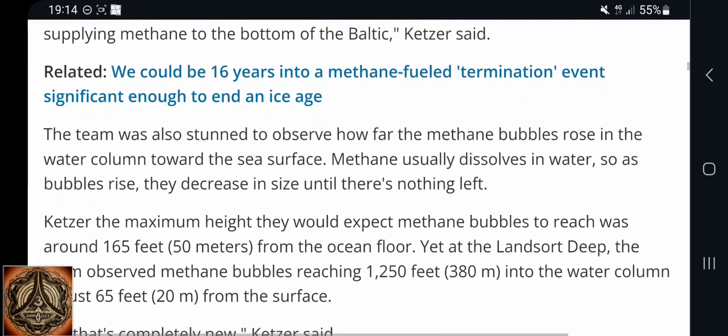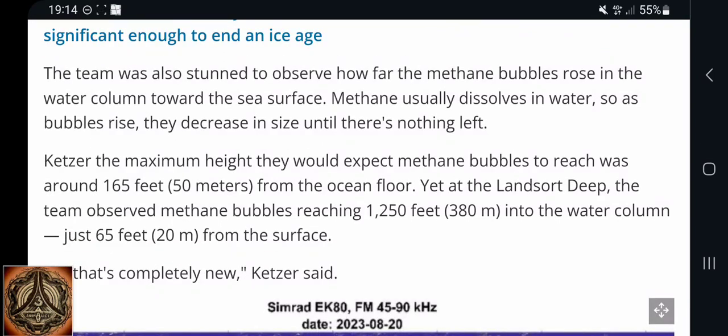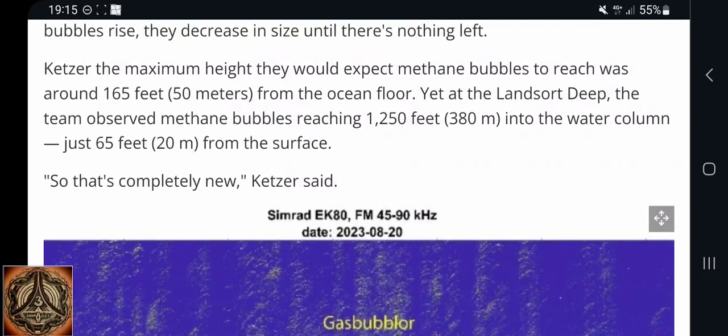A different mechanism. The team was also stunned to observe how far the methane bubbles rose in the water column toward the sea surface. Methane usually dissolves in water, so as bubbles rise, they decrease in size until there is nothing left. Ketzer said the maximum height they would expect methane bubbles to reach was around 160 feet, 50 meters from the ocean floor. Yet, at the Landsort Deep, the team observed methane bubbles reaching 380 meters into the water column, just 65 feet, 20 meters from the surface. So that's completely new.